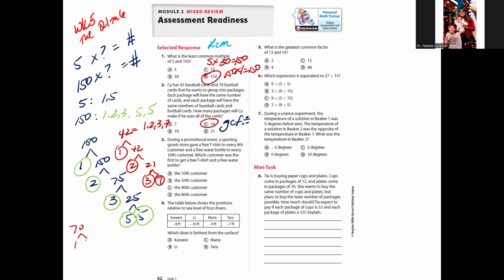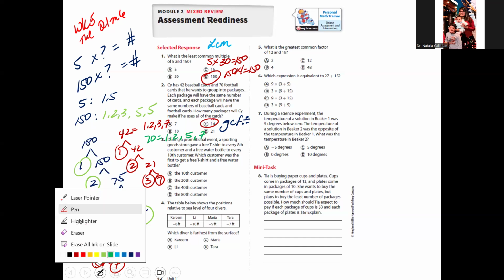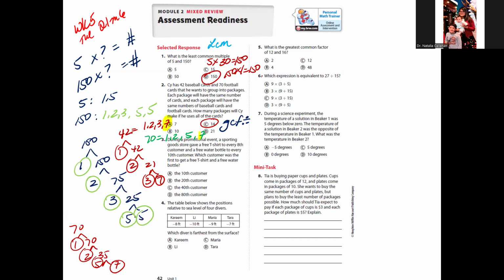Do you see 70? 1 times 70 is 70. How are you going to break down 70? 2 and 35. And then 5 and 7. Okay, so for this one right here, we're going to put down 70 is equal to 1, 2, 5, 7. What is the biggest number that they have in common right here? It's 7. It is not 14. It's 7.